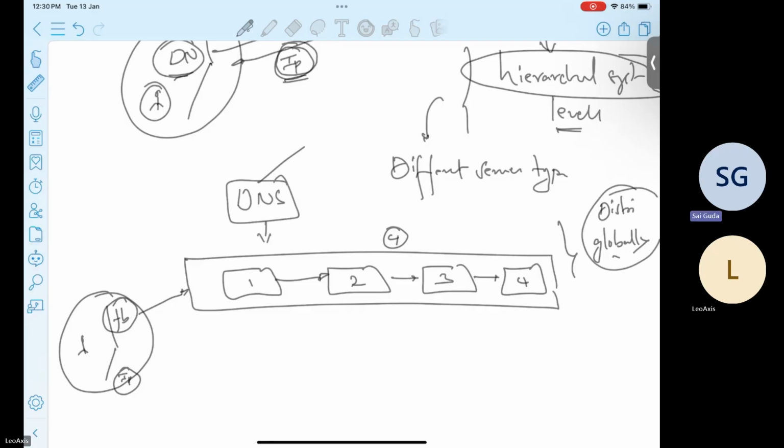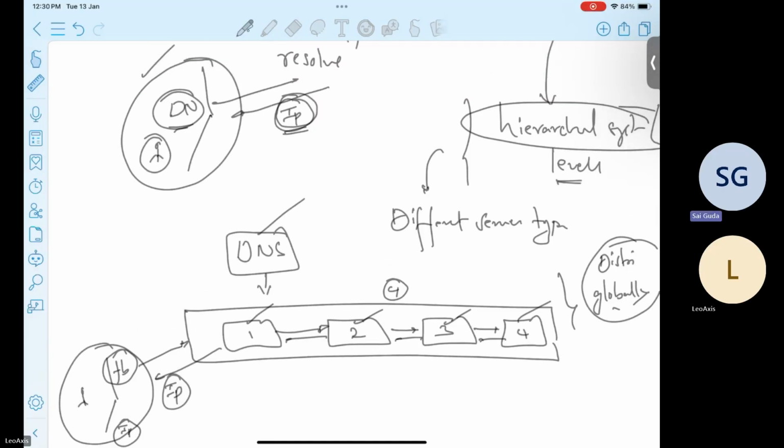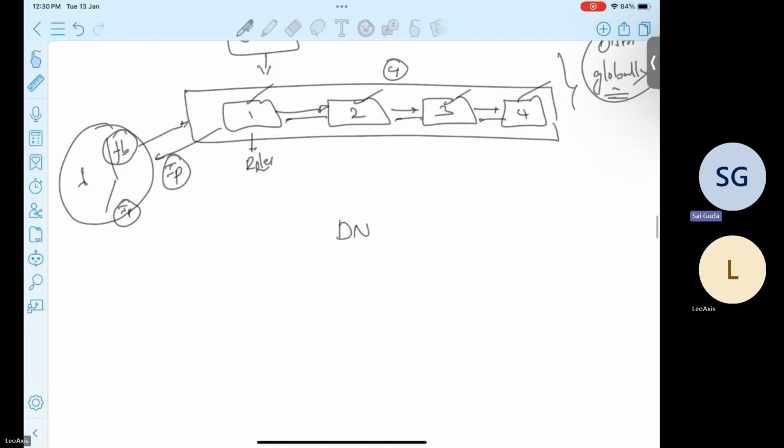Your request passes from one server to another to get the website details, the website IP address, the website location. So DNS operates through a hierarchical system of different server types, each with its own specific role, spread across the globe. Now we'll try to understand this DNS architecture and its components.